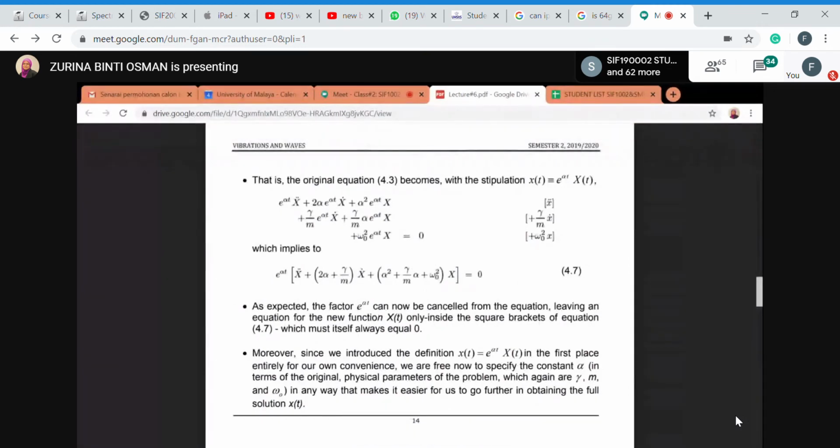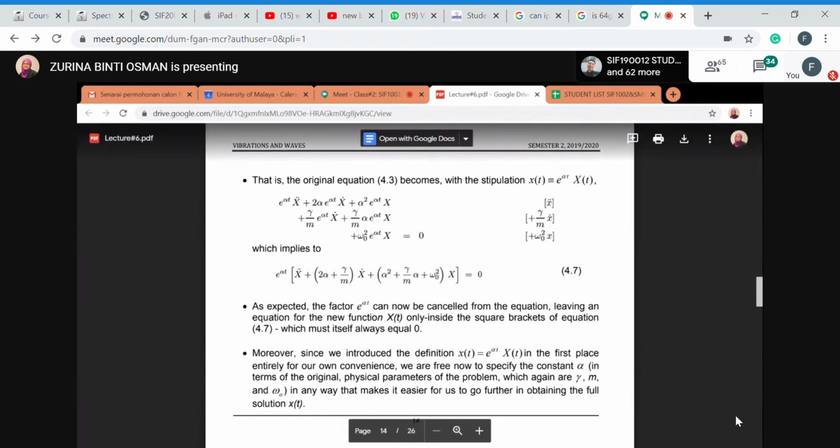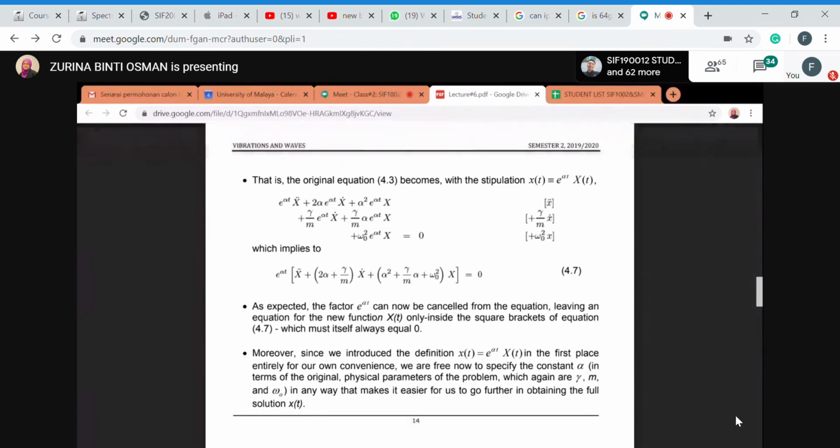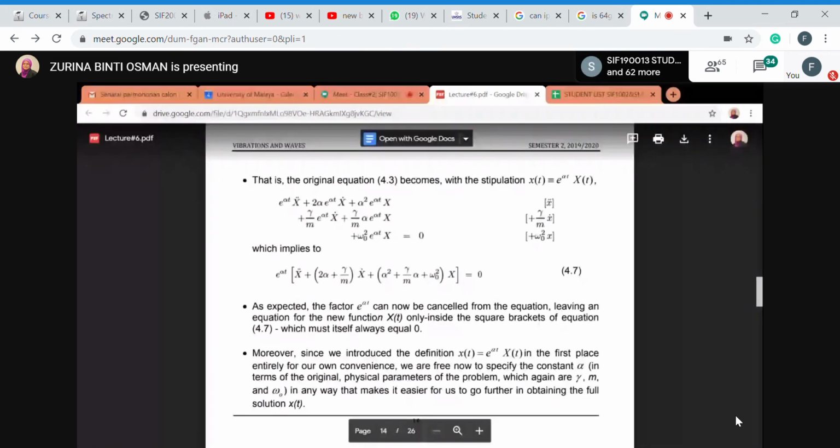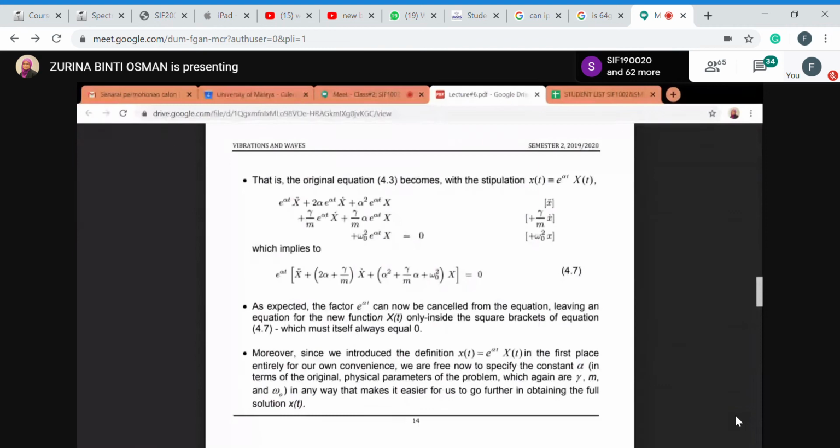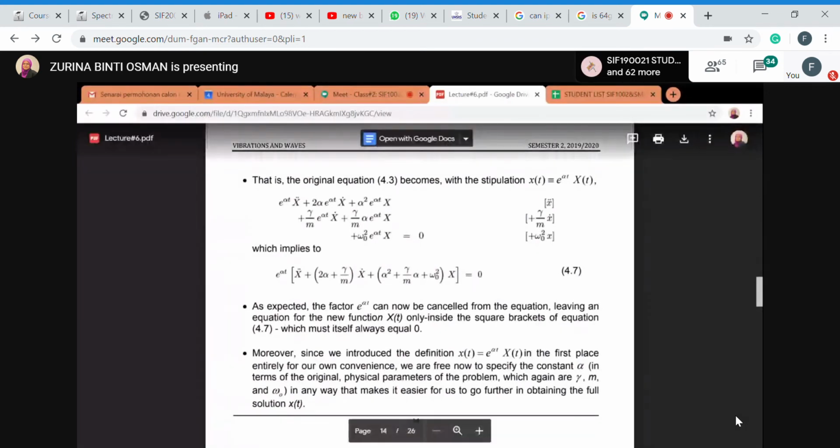Okay, so as expected, the factor of e to the alpha t can now be cancelled from the equation, leaving an equation for the new function of capital X(t) only inside the square bracket of equation 4.7, which must itself always be 0. So the whole equation equals 0, so this must be 0, and the square bracket is also 0. So you can see here there is no more small x in this equation, left only the capital X. Now we're going to concentrate on this square bracket.